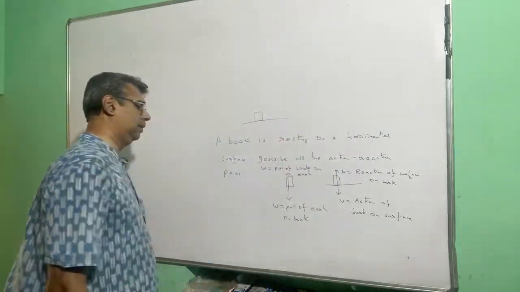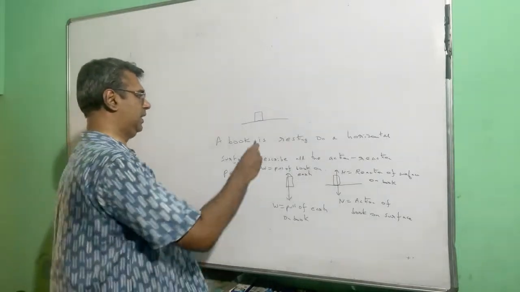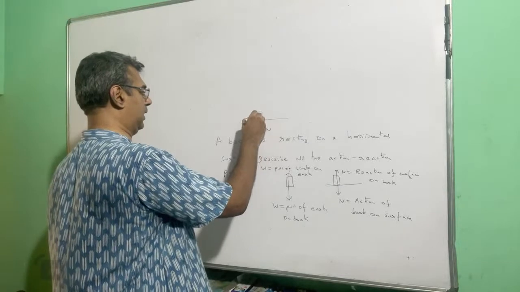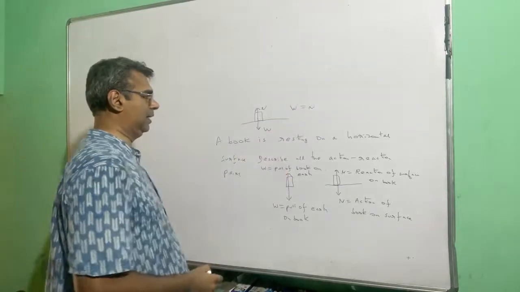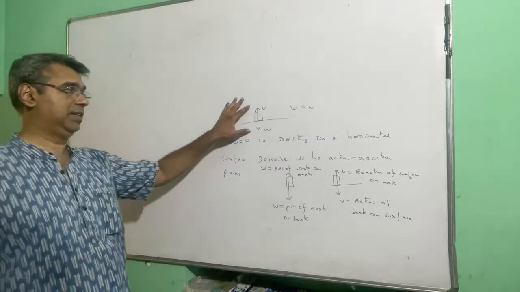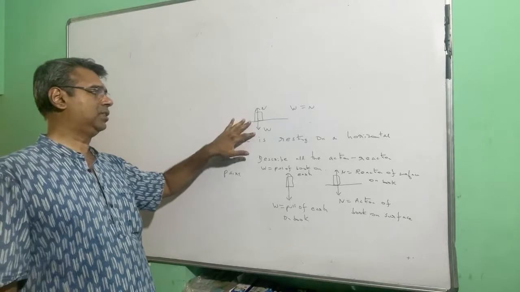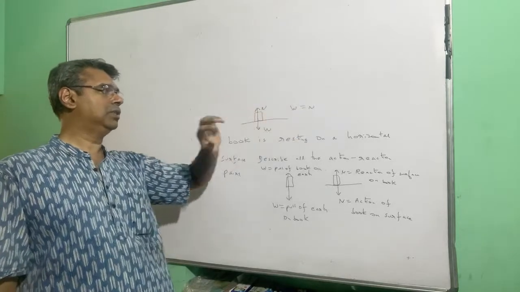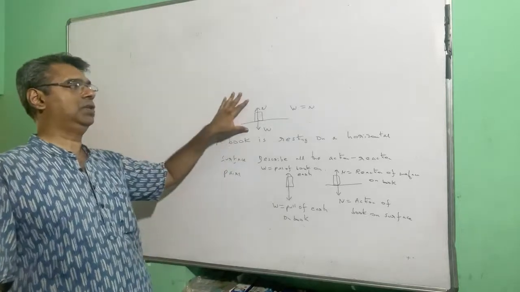one important thing, many times students make a mistake. They say that W is the action and N is the reaction, and W and N are cancelling each other, that is why the book is at rest. Like they say that W is the action, N is the reaction, and W is equal to N, that's why the book is at rest. But that is totally wrong.